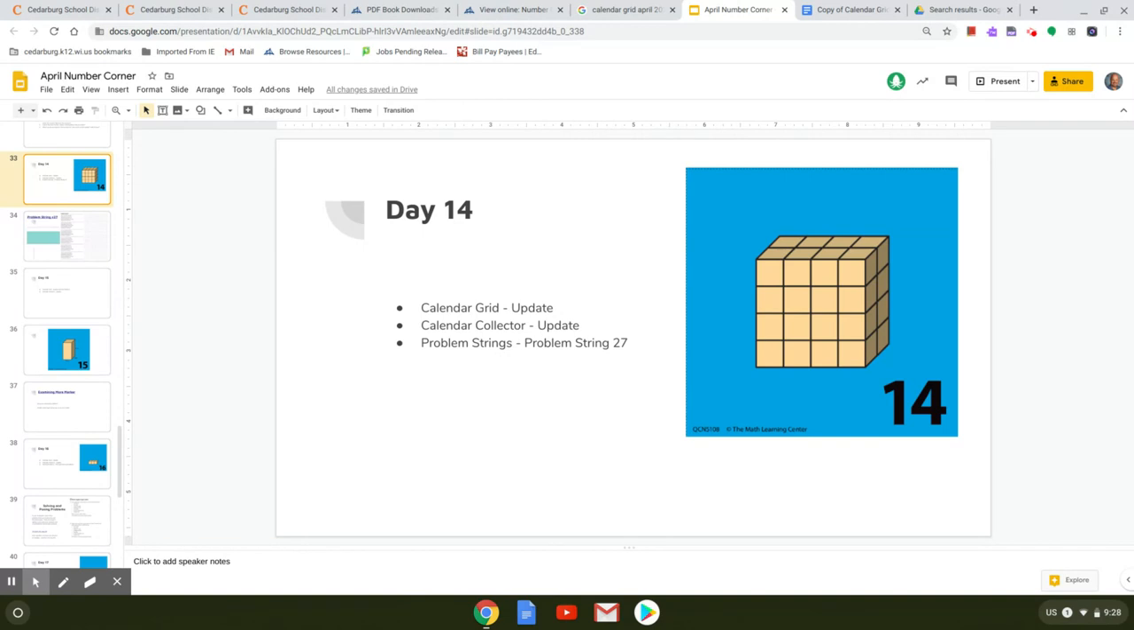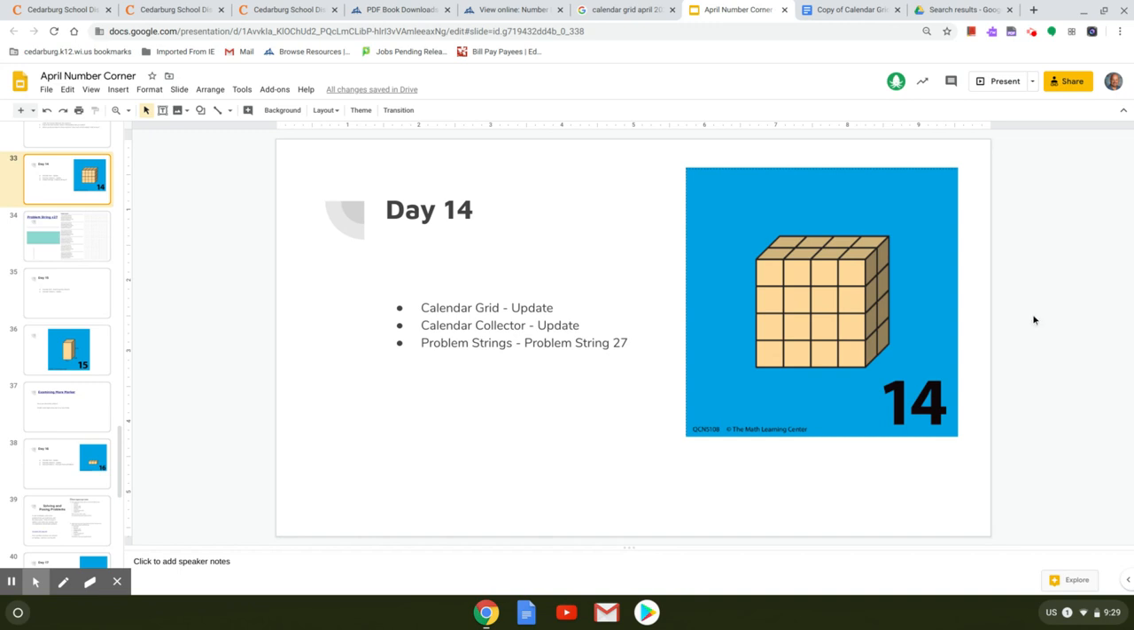Now, I'm not really seeing you, but I do know that today is day 14 of April Number Corner, right? So let's take a look at what is on tap for today. Today, we have our calendar grid update and our calendar collector update. So make sure you remember we have 14 3/4 of an hour and 14 3/4 of a dollar, and fill up those totals in those rows, please.